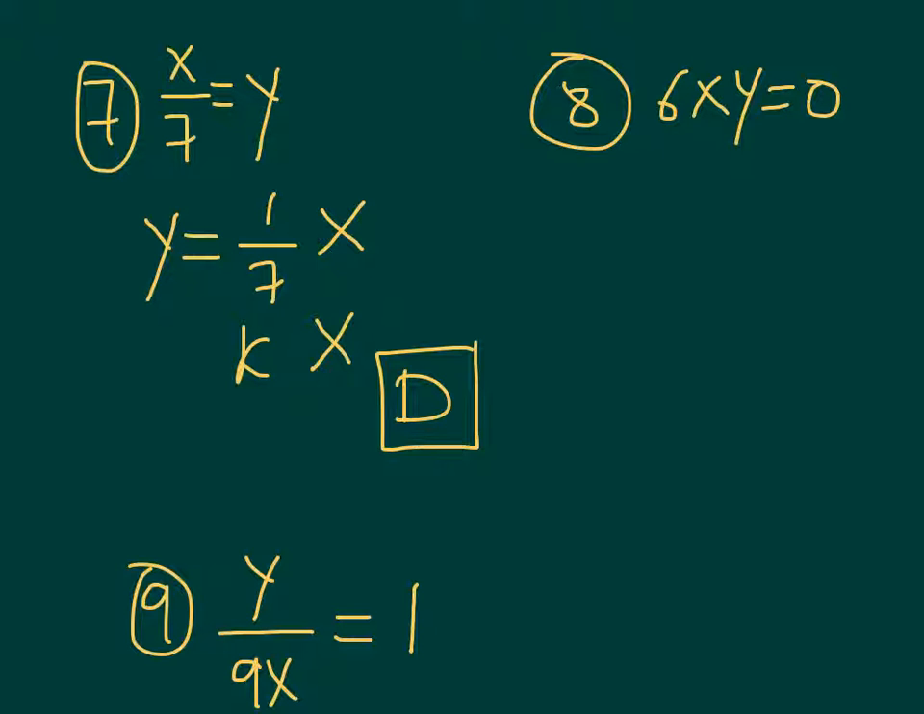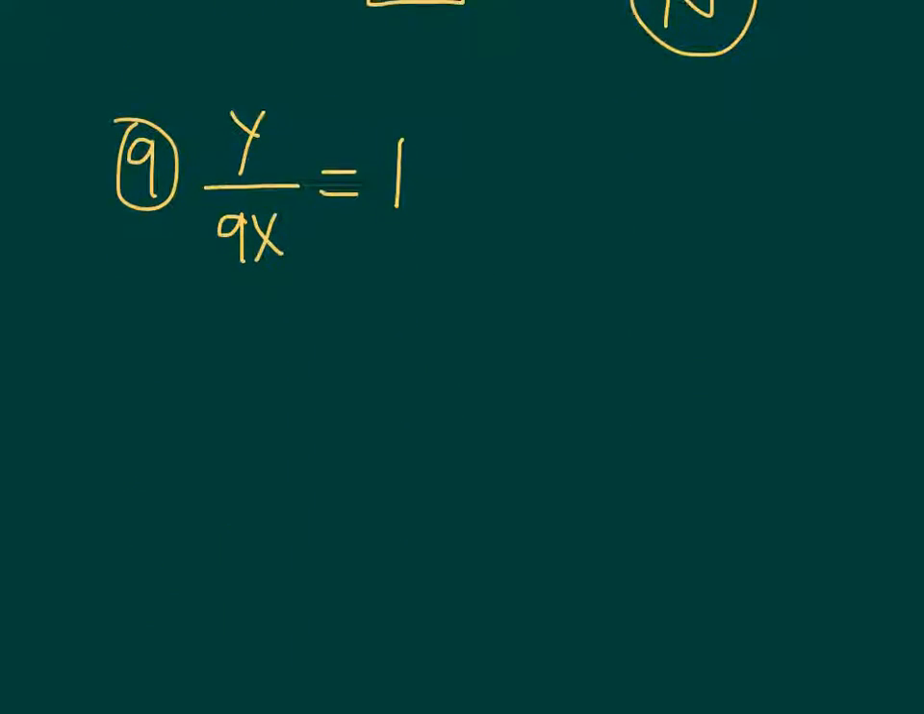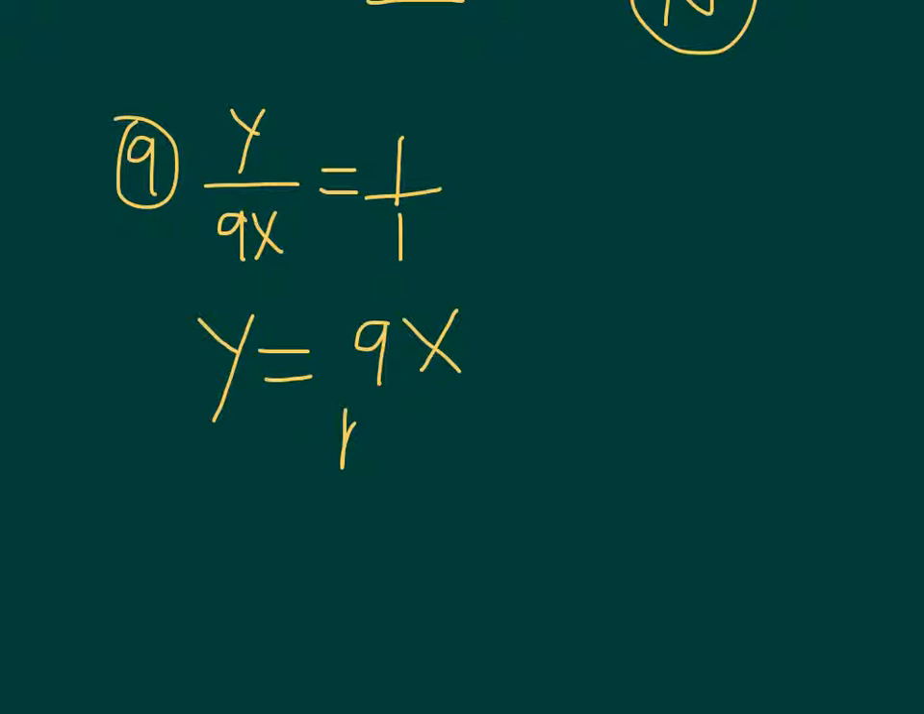For number 8, if you attempt to solve for y and you divide by 6x, you will have y equals 0. Y equals 0 is a horizontal line. Horizontal line, it's neither direct nor inverse. This is a neither. Finally, for number 9, if you were to cross multiply and solve, y equals 9x. This is direct. It's k times x, a direct variation.